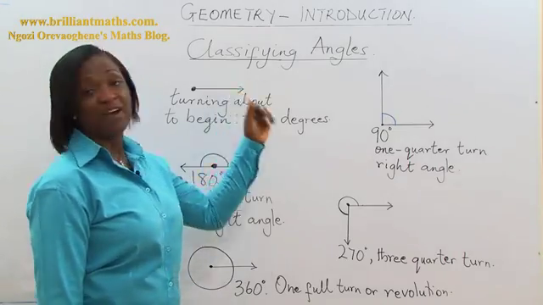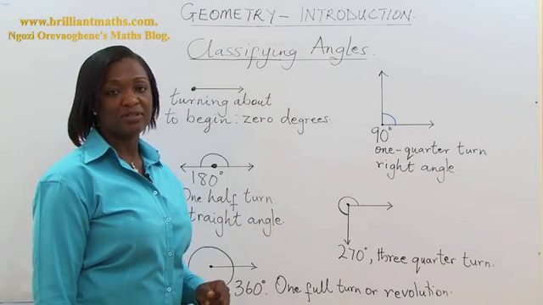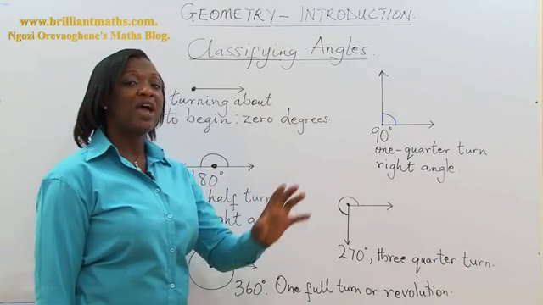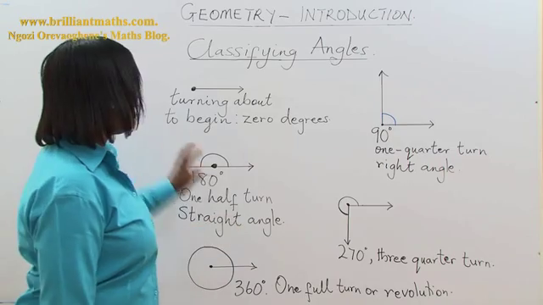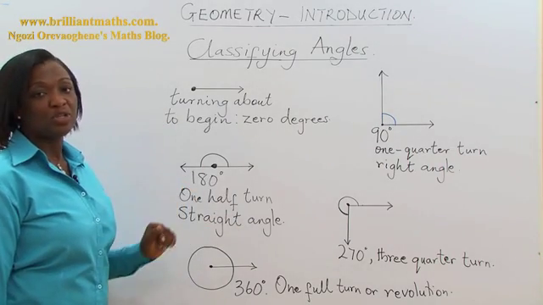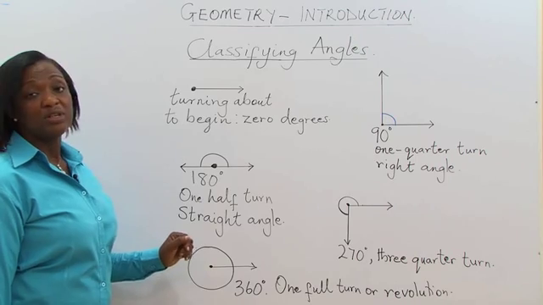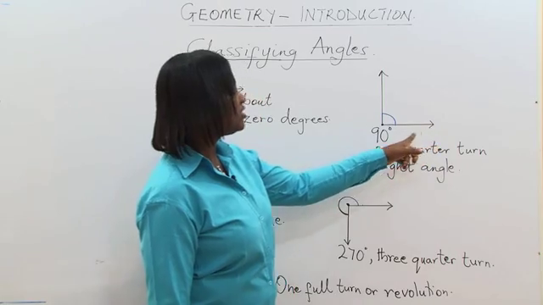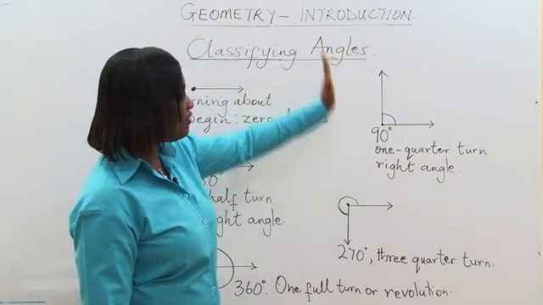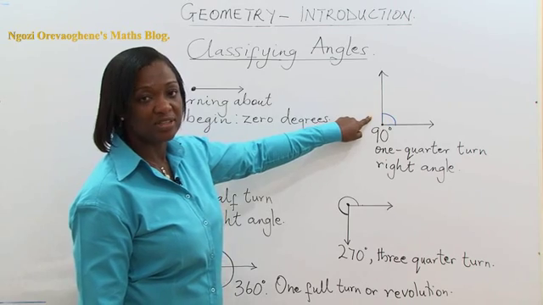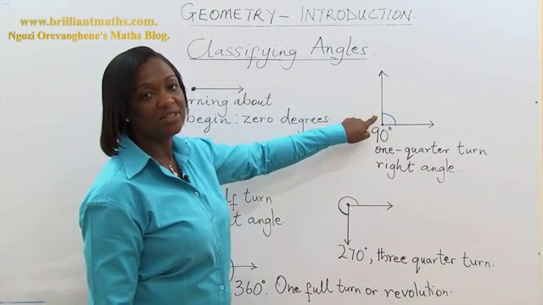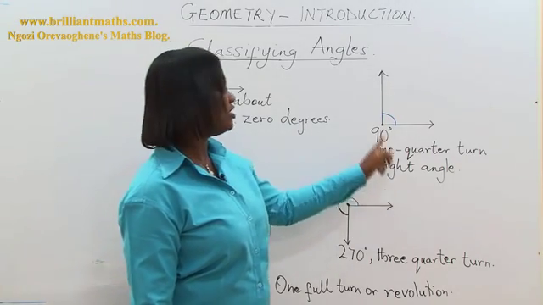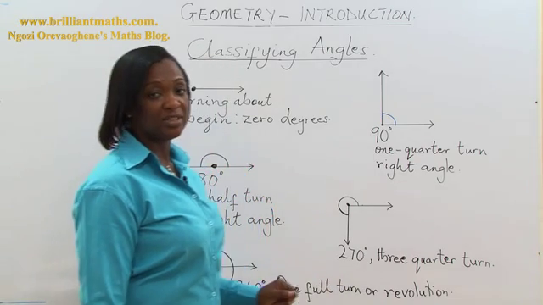Next, we are looking at classifying angles. Having talked about angles, we said that an angle is formed when two lines meet, and it is a measure of the turning between the two lines. Here, the turning is just about to begin, so we call this 0 degrees. At this point, it has turned from east to north, directly facing the north, and is 90 degrees. We call this 1/4 turn, and we also call it a right angle. A right angle is equal to 90 degrees.